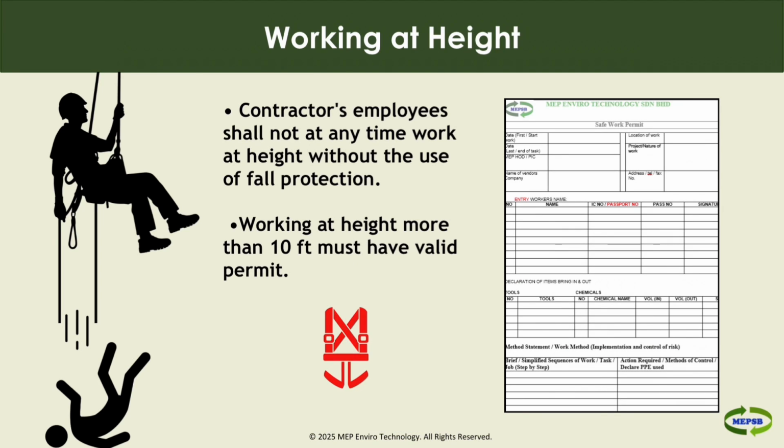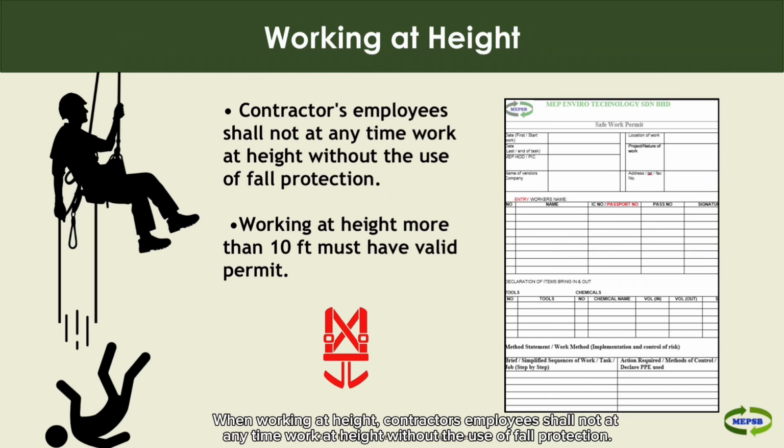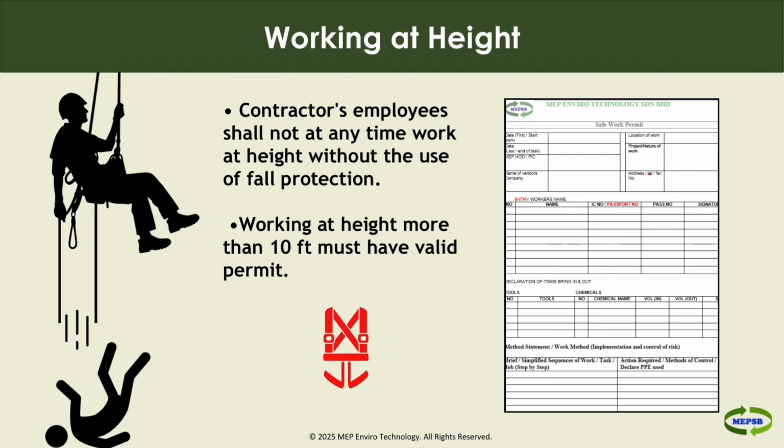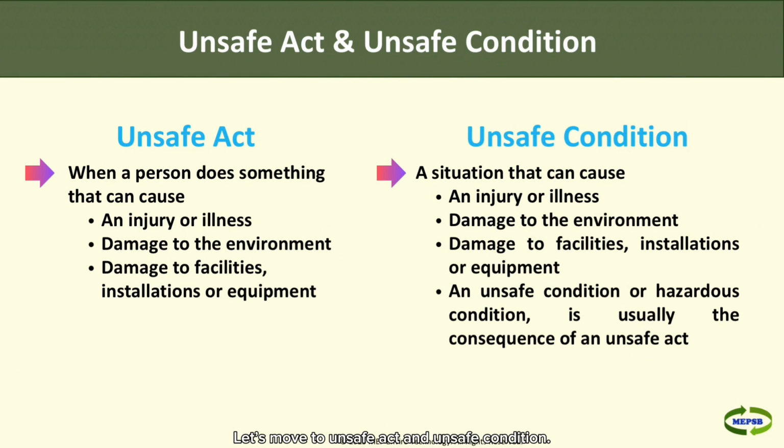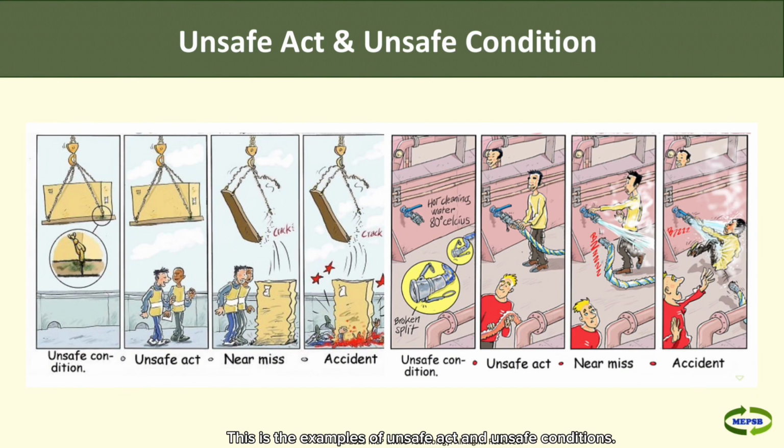For example, when working at height, contractors' employees shall not at any time work at height without the use of fall protection. Let's move to Unsafe Act and Unsafe Condition. An Unsafe Act is when a person does their own action that can cause an injury and damage, while an unsafe condition is a situation itself that can cause an injury or illness. These are examples of Unsafe Acts and Unsafe Conditions.